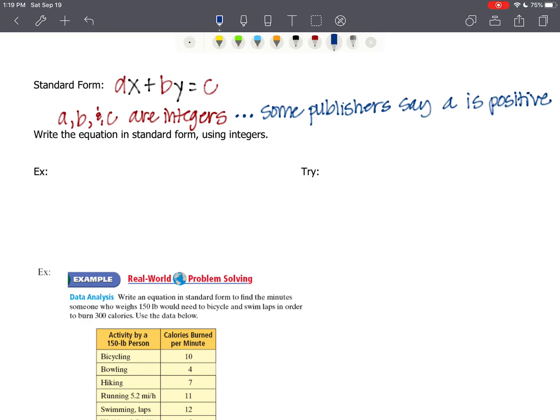So we'll practice with that. We'll practice making A positive. However, if you have a similar answer, I'll show you.